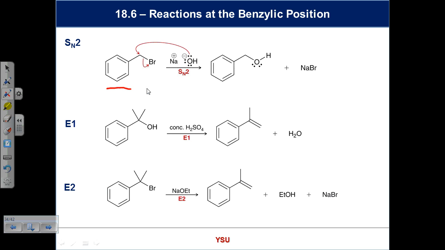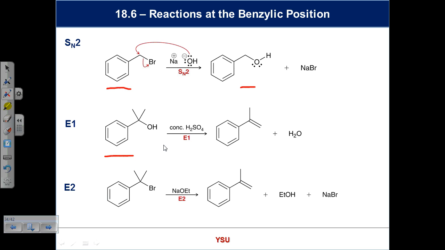It looks like it's big. Do you think it's a problem in the SN2? John, you're shaking your head, because it's not. Why do you think it's not a problem? It's flat. That cycle's flat, so it doesn't really matter. It doesn't get in the way. So SN2s are fine at this position. In fact, they're enhanced. They're faster. So benzylic SN2s are great to produce things like this.